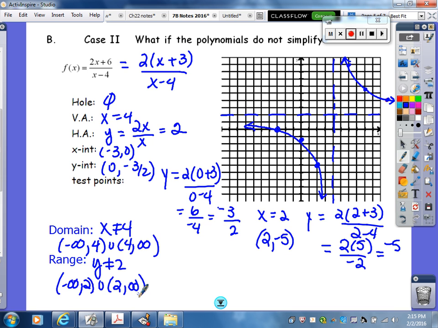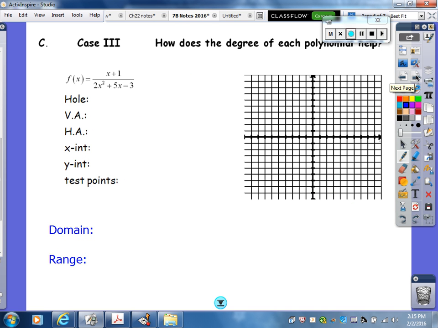All right, let's look at one more for today. All right, how does the degree of each polynomial help? All right, let's see, same thing. Step number 1, I'm going to factor my numerator and my denominator. So when I factor this, well, there's nothing to factor on the top. So what multiplies to give me negative 6, but has a difference of positive 5?